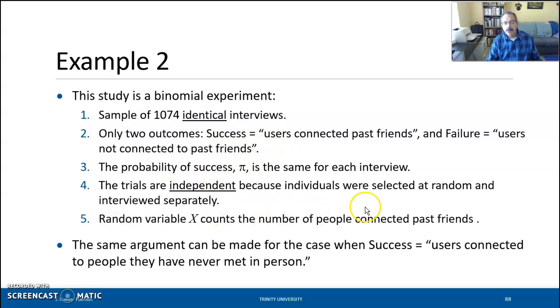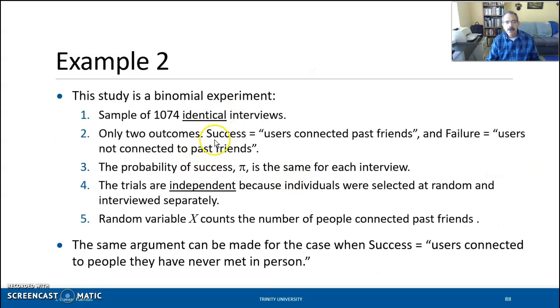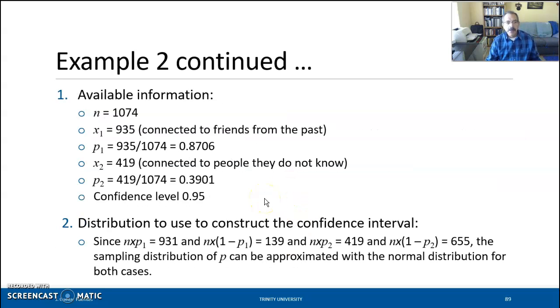So the random variable counts the number of successes. And remember, we have two possibilities: the population of people that are connected to friends from the past, and those that are connected with people they have never met in person. So you can view either case as a binomial experiment. All right, so let's pull that information together.